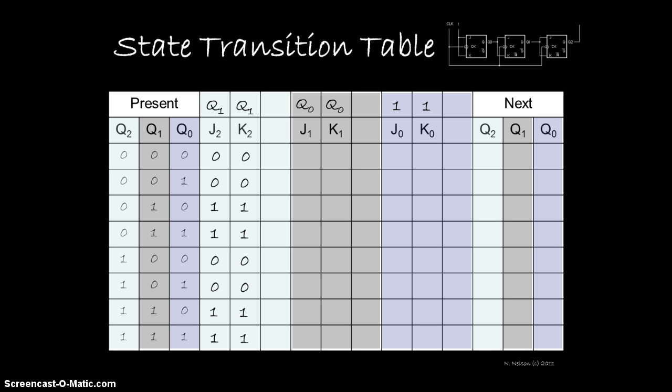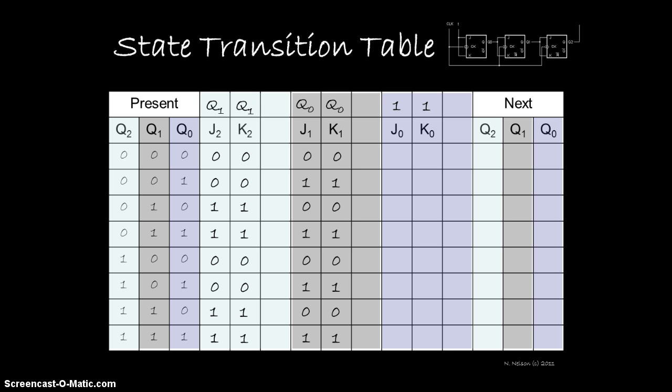Moving to the second set of columns, you know that J1 and K1 are both dependent on the present value of Q0. In the first row, Q0 is 0, therefore both J1 and K1 are filled with a 0. From row to row, Q0 alternates between 0 and 1, so both J1 and K1 are filled in accordingly.